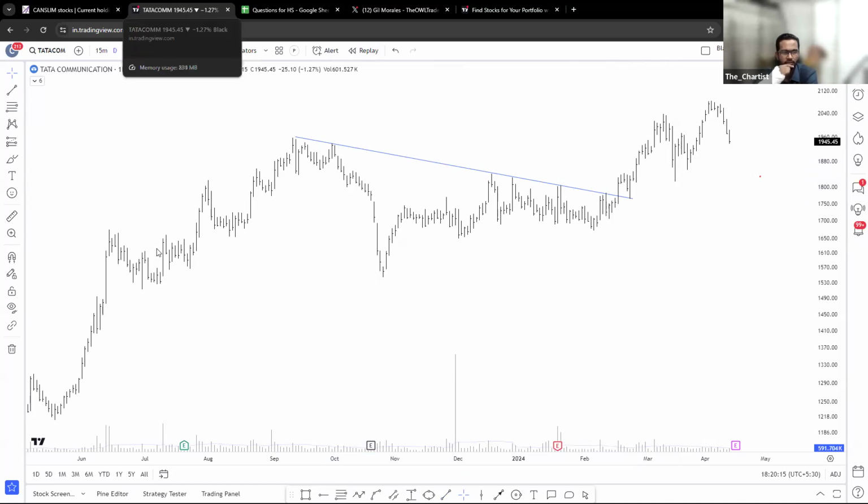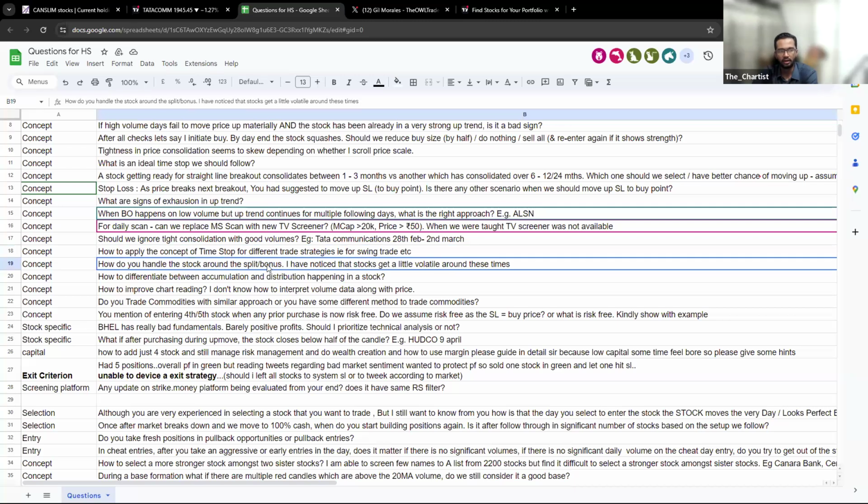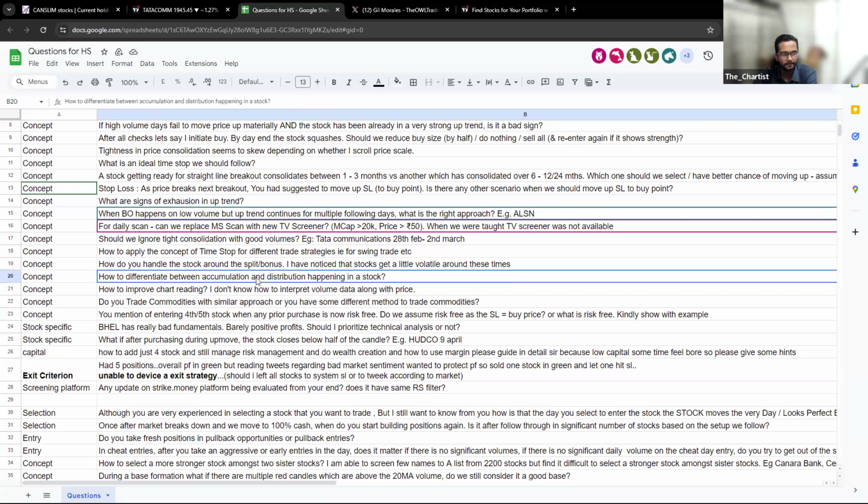How to apply the concept of time stop? I explained, sir, multiple times now. Time stop is 10-15 days. If you have another opportunity, you can trim half. And if you wait for 21 days, automatically your moving average will kick you off. How do you handle the stocks around the split or bonus? I take the profit, because before a split or bonus, the stock moves up quickly. So I take my profits before the ex-date.